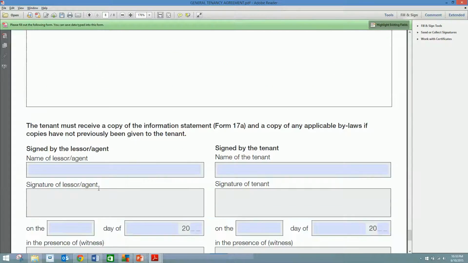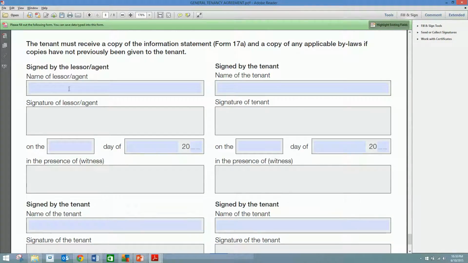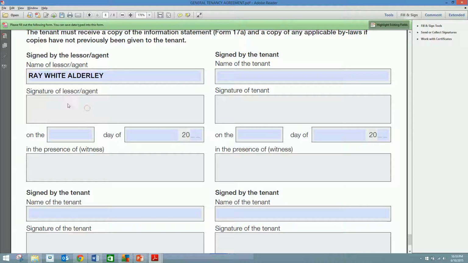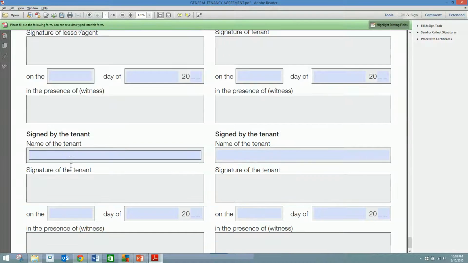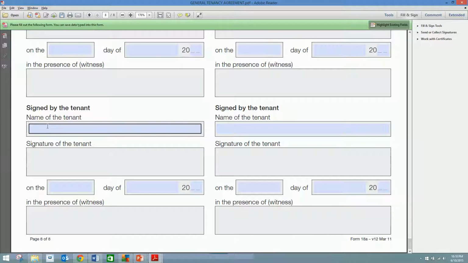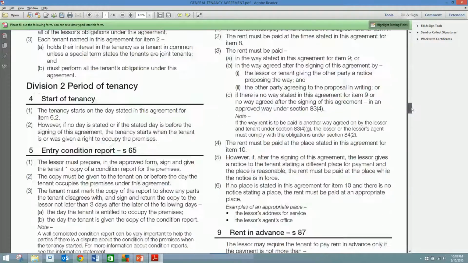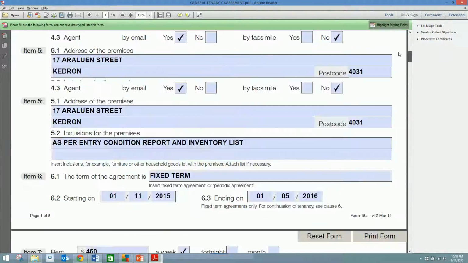Okay, the last section, this is where you do your signing. So the name of the lessor or agent will be Ray White Alderley. Okay, and then the real estate agent will sign here and date with the witness, and then you will do the same. Well, Michael and Carl will sign with the witness. Okay, so that's the general tenancy agreement. That's a really standard form that you would fill in when you rent a property.